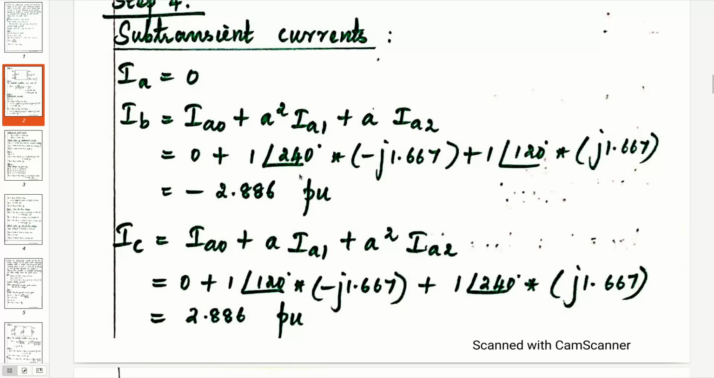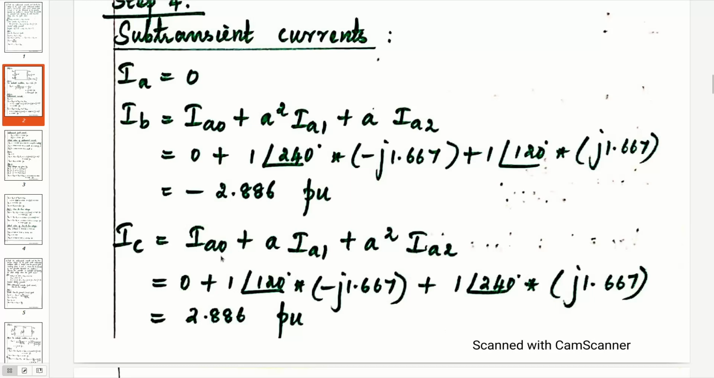A squared is 1 angle 240. Substitute IA1, we got it as minus j1.667. A is 1 angle 120 and IA2 is minus of IA1. So minus of minus j1.667 is plus j1.667. So IB equals minus 2.886 per unit.